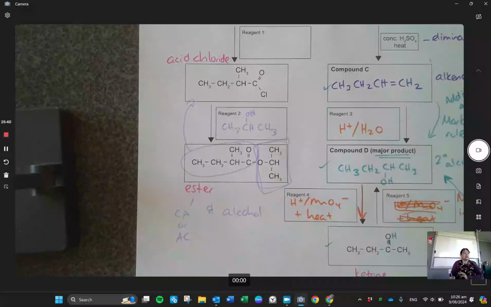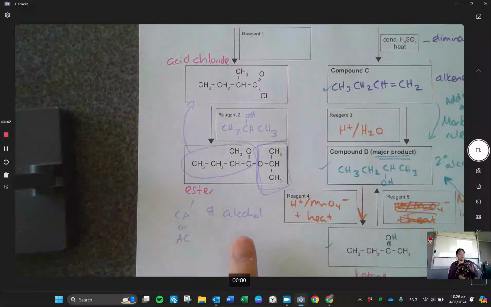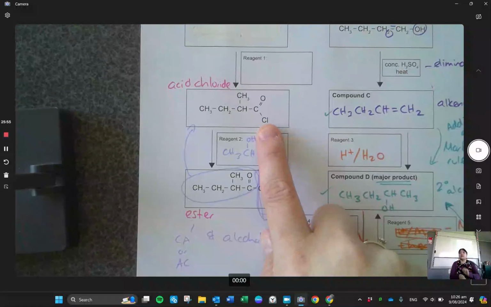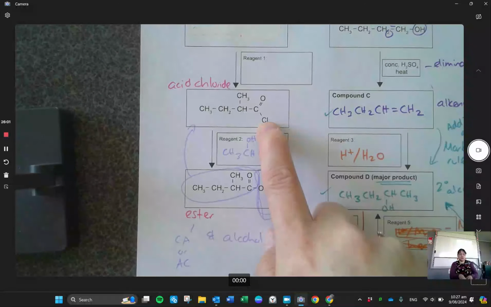Do you want me to backtrack? Okay. When we are making esters, they are either a carboxylic acid and an alcohol or the acid chloride and the alcohol. The acid chloride is the same thing as a carboxylic acid. The only difference is that you have a Cl instead of an OH. So that makes it really, really reactive. So you don't have to add any extra reagents to it.